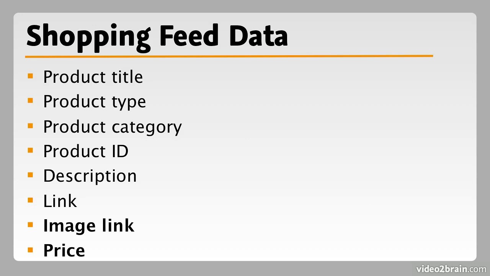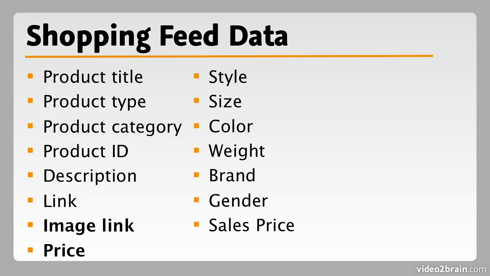However, because we are search engine optimizers, we can optimize the data feed with additional information. So you'll always want to put in, depending upon what type of product it is, style, size, color, weight, brand, gender, sales price. This is where your keyword research comes in when you know how people are searching for products. You can add this into your shopping feed so that when people are using more keywords, the attributes of your product can be found in the shopping search.